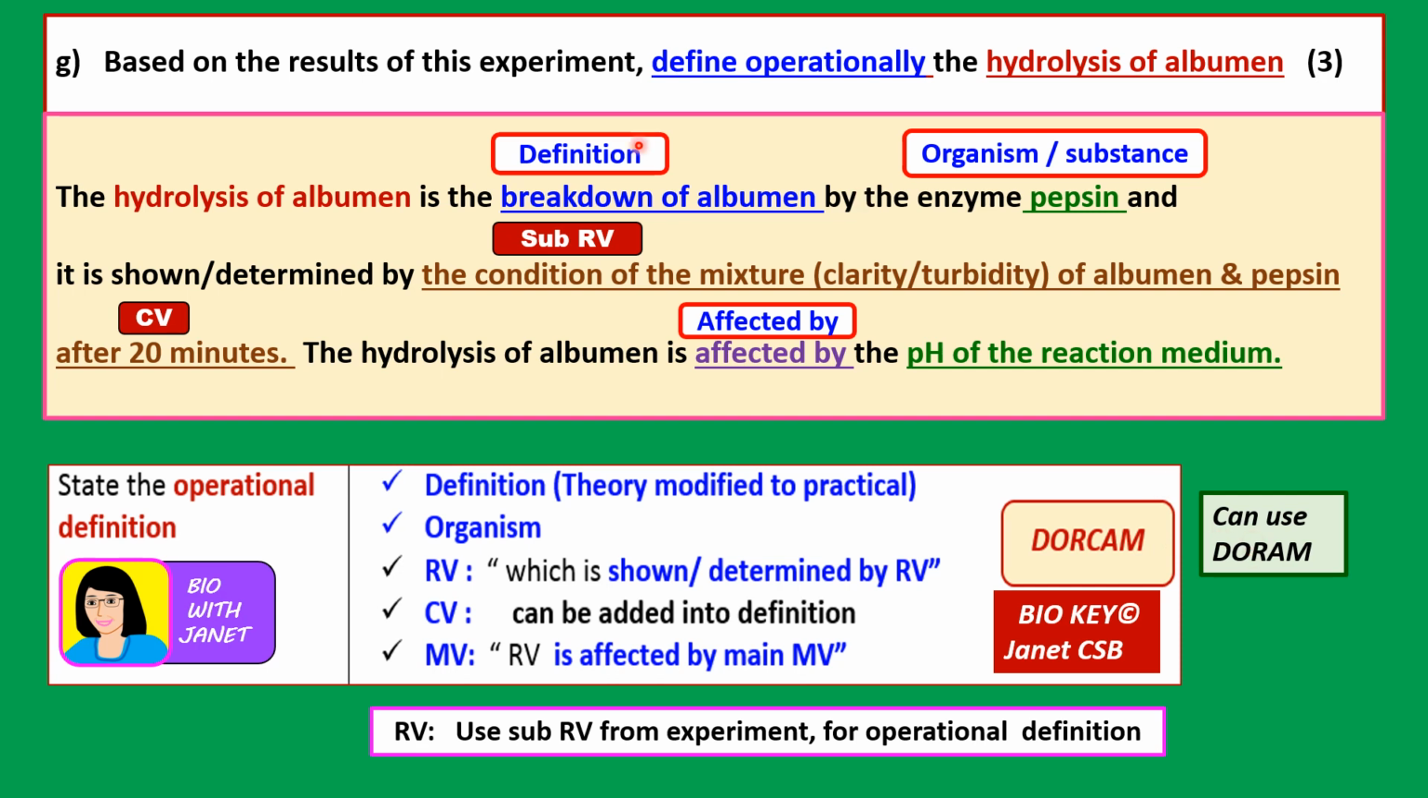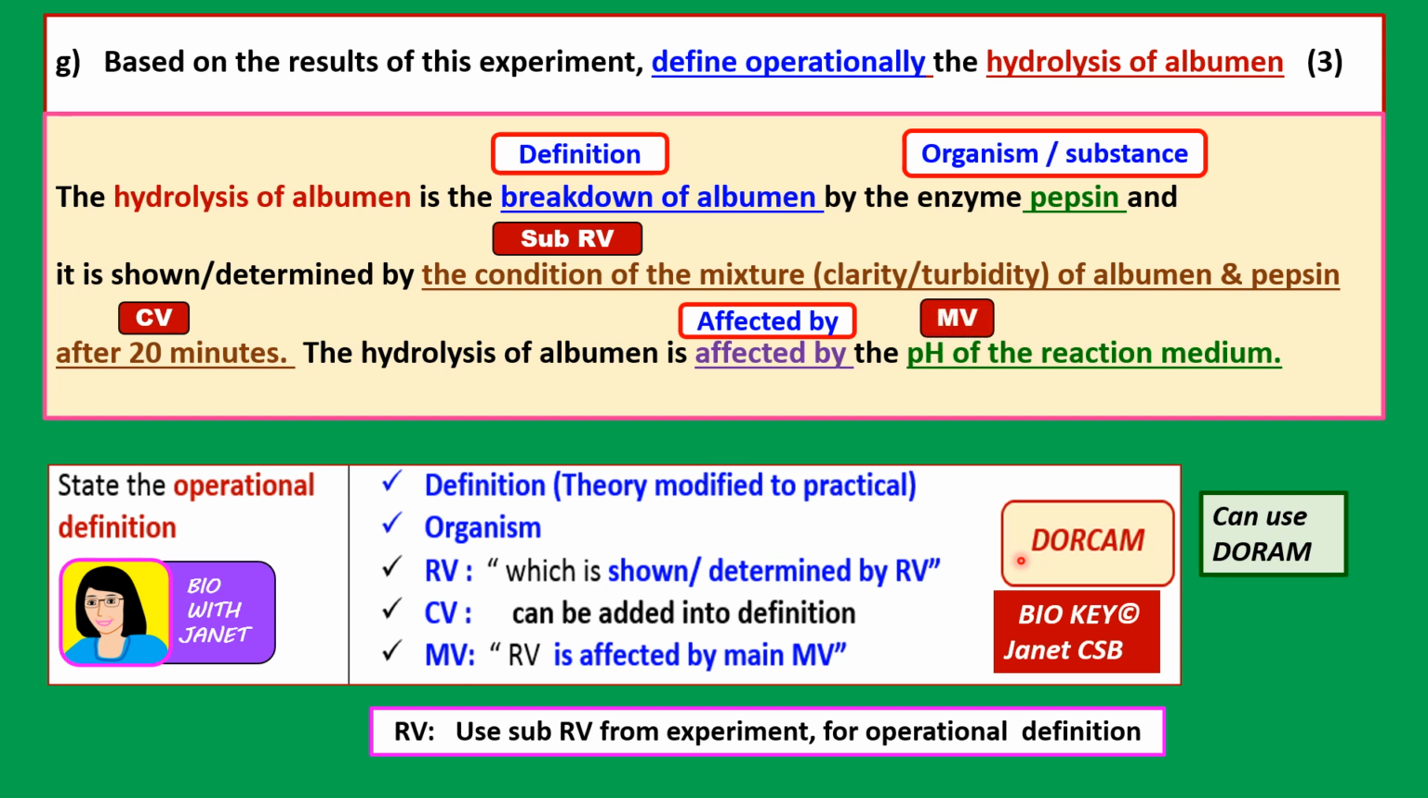Okay, let's see. Now D, I use the word DORCAM. Okay, now D is for definition. You have the definition here. And then O is for organism, or S, the substance, such as the enzyme pepsin. And then your R is for RV, so condition of the mixture, it's a sub RV. And then C is for CV, okay, constant variable. And then A is for affected by, and M is for the MV, right? The last one, pH of reaction medium is your MV.